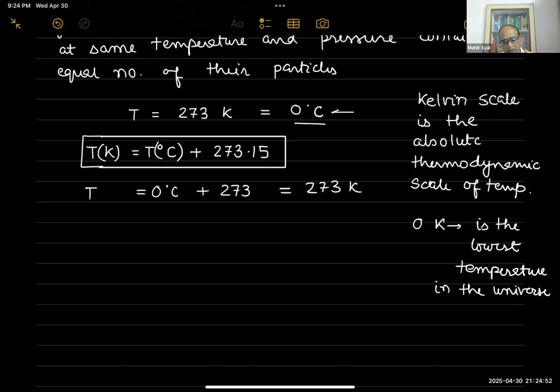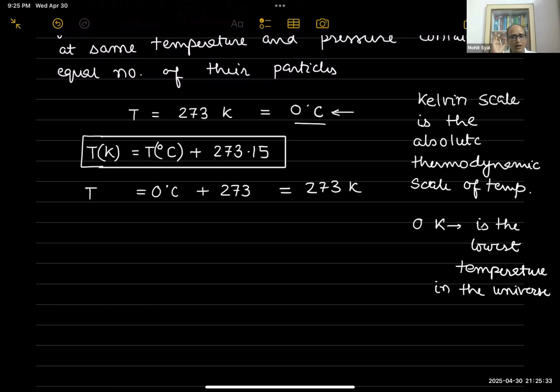This is not the lowest temperature because I can get down to -1, -2, -3. In our home also, the freezers have much lower temperatures. So degree Celsius is not the lowest value of temperature, so that is not the absolute scale. Kelvin is the absolute scale. 0 Kelvin means 0. There is nothing below 0 Kelvin.